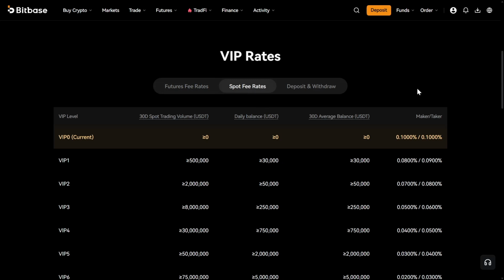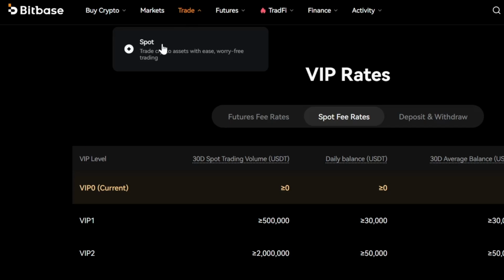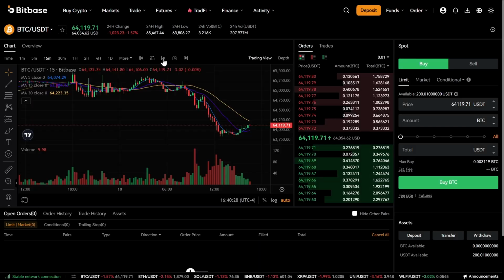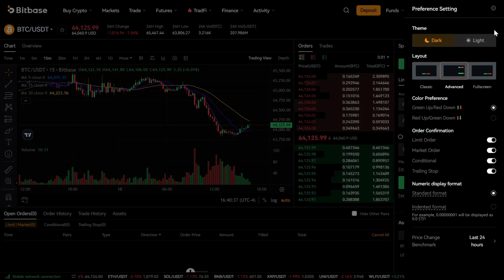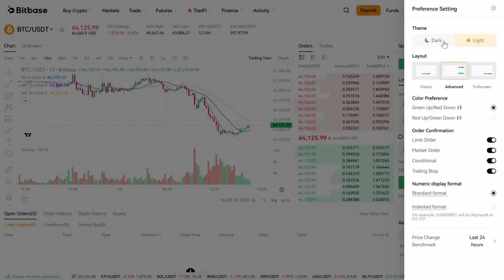Now we can head to the spot dashboard. So on the top, under Trade, we can click on Spot. Here is the Bitbase Spot Trading Dashboard. The first thing we want to do is go to Settings. So on the top right, we can see this little icon. Click on this. Here's where we can change the theme from light to dark.